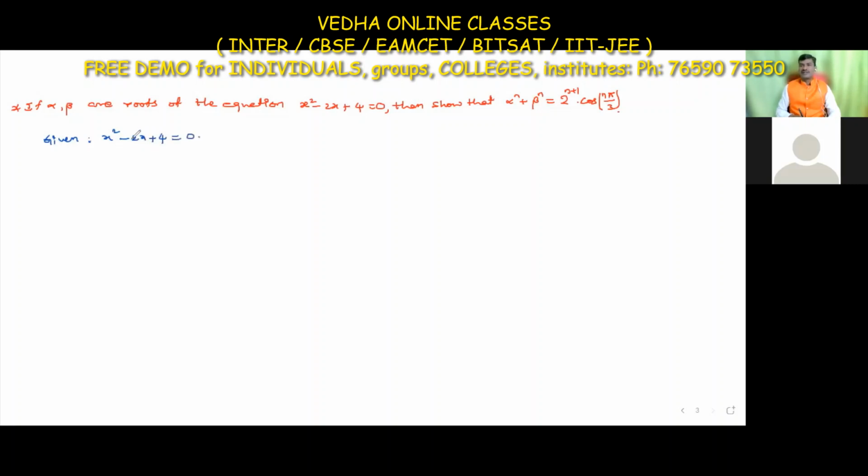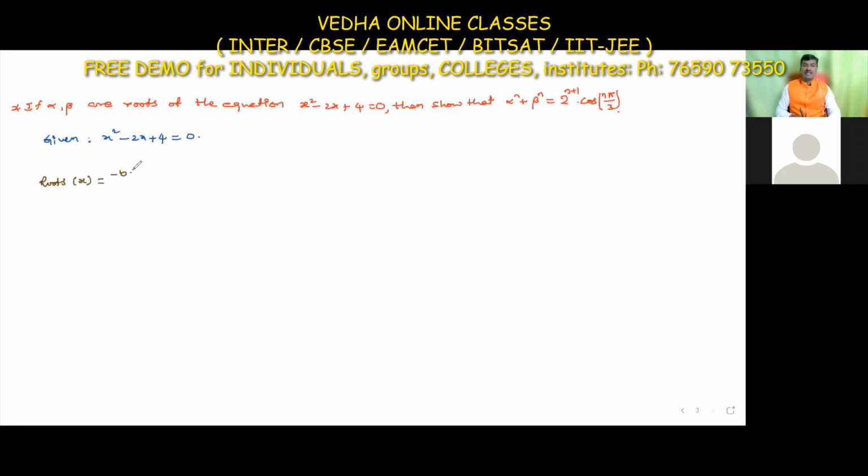Let's check the factorization method. 4 into x square: 2 and 2 gives 2 plus 2 is 4, 2 minus 2 is 0. By adding or subtracting, we have to get the middle term. Not getting 2. 4 and 1: 4 plus 1 is 5, 4 minus 1 is 3. So the factorization method is not possible. When the factorization method is not possible, what method do we use? We use the formula for finding the roots.